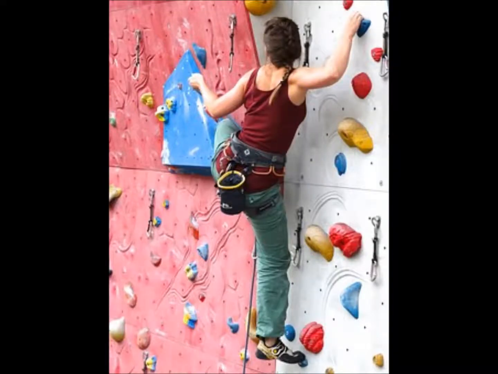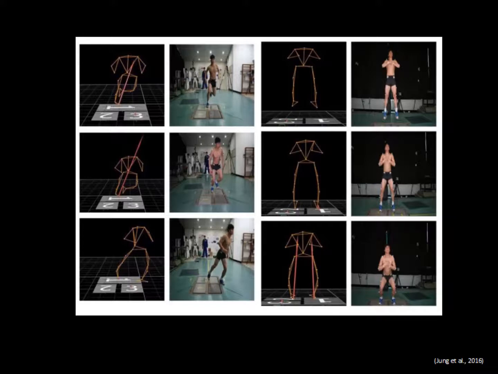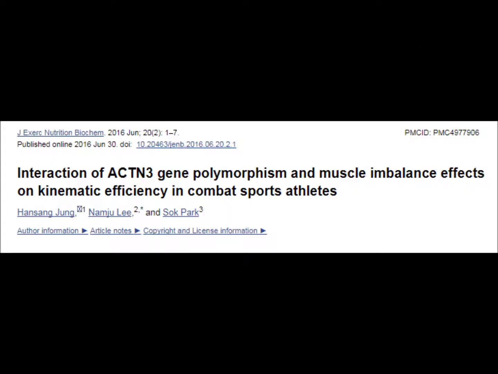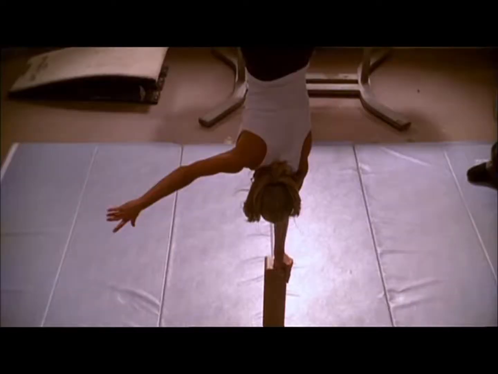ACTN3 is a gene associated with improved agility. ACTN3 is highly related to physical fitness, both aerobic and anaerobic, and contributes to the structure and function of the muscles. It is uniquely and restrictively expressed within the fast-twitch fibers, and is related to muscular strength and agility in athletes.